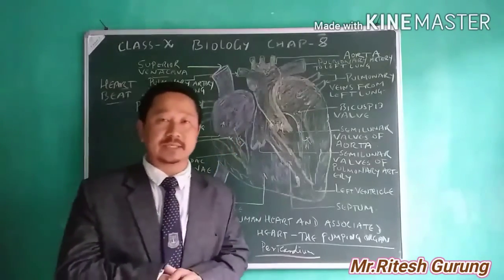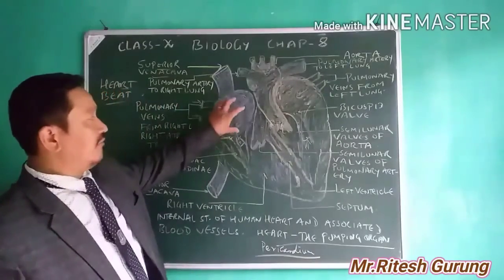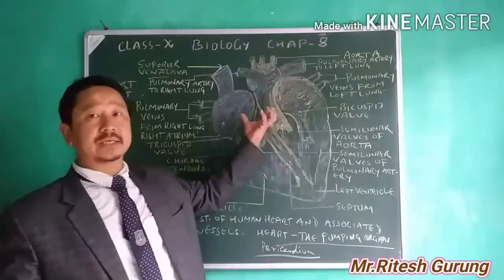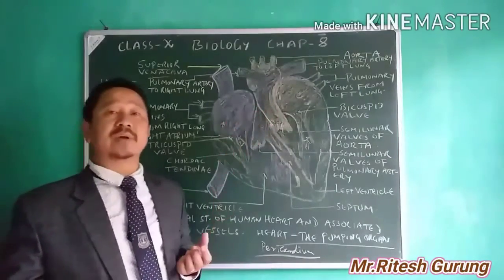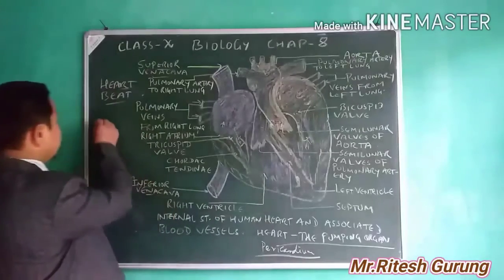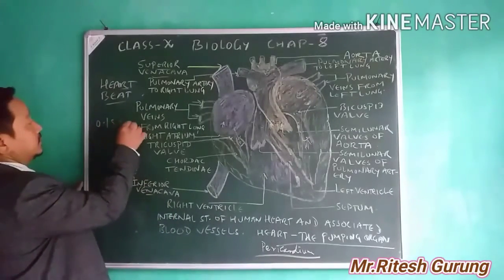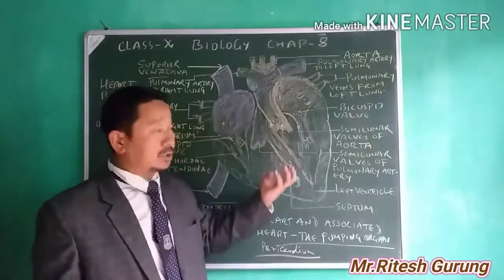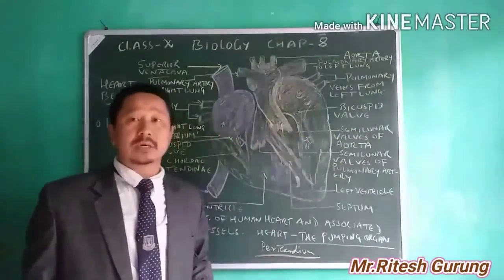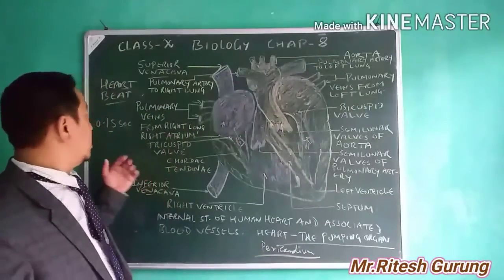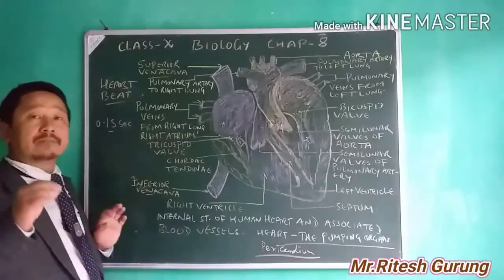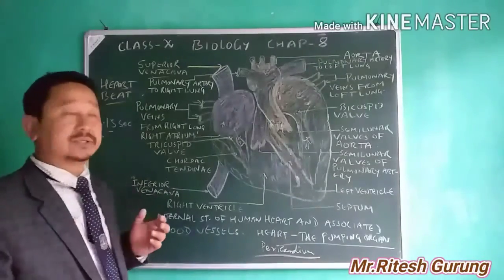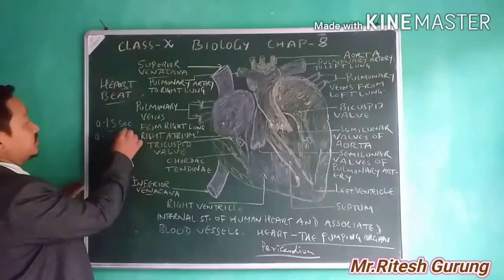First of all, the auricles contract, which takes about 0.15 second. Then, as soon as it gets over, the contraction of your ventricles takes place, which takes about 0.30 second.